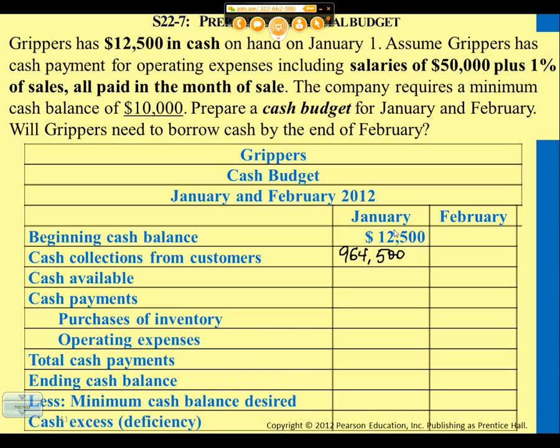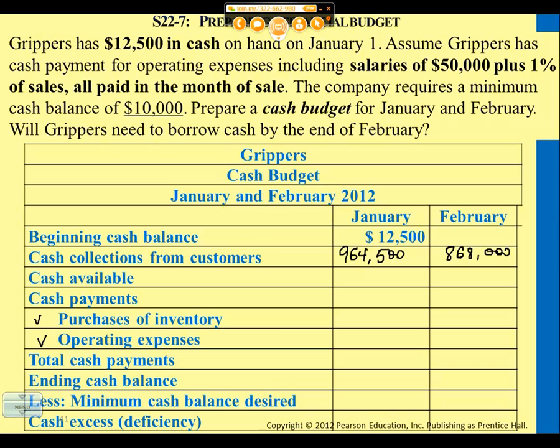Okay. Anyone remembers what it was for February? $868,000. So I want you to tell me which numbers we need here. What are we missing still? Purchases of inventory. What else? Operating expense. Where am I paying? Where am I putting my $12,500 in cash on hand? Oh, we have it. Sorry, wanted to quiz you.